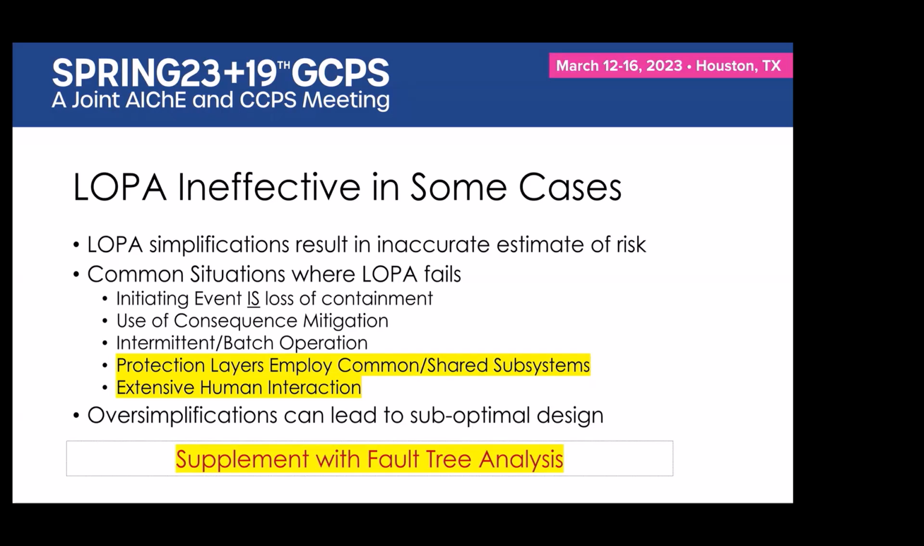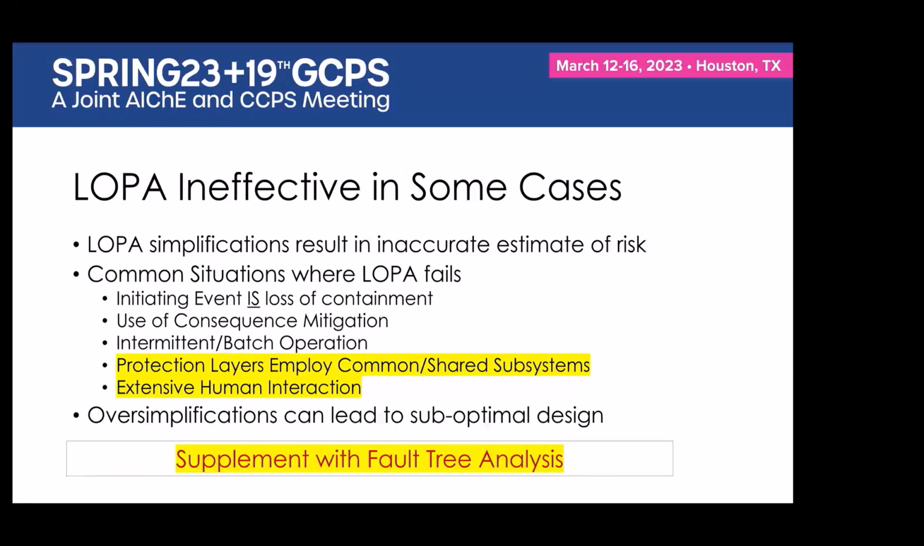Now, the ones that I have highlighted in yellow are the ones that we're going to be focusing on today, which is protection layers employ common shared subsystems. So if I have multiple protection layers all going through the basic process control system, I am sharing at a minimum the CPU, the basic process control system. They are not independent. How do I handle that? Pure LOPA can't handle that, so you have to make some assumptions. Also, cases where there's extensive human interaction can sometimes make LOPA, shall we say, a little bit awkward.